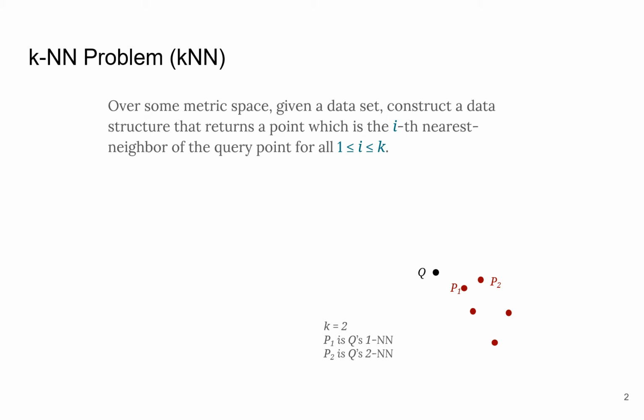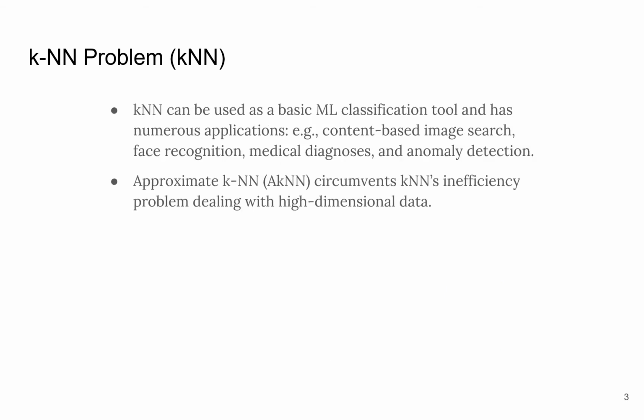In this illustration, suppose k equals 2 and let the black point be the query point and all the red points are the points in the database. We say P1 is Q's 1NN and P2 is Q's 2NN. As we all know, kNN can be used as a basic machine learning classification tool and has numerous applications, including content-based image search, face recognition, medical diagnosis, and anomaly detection.